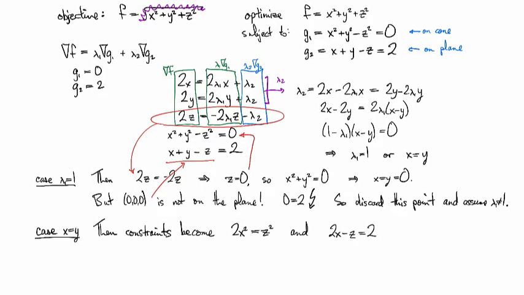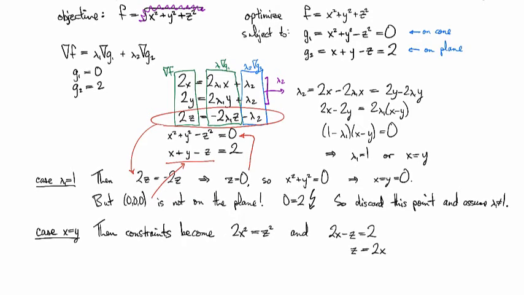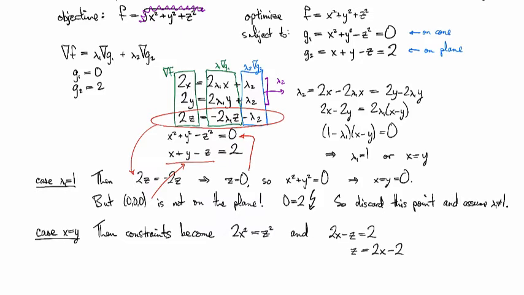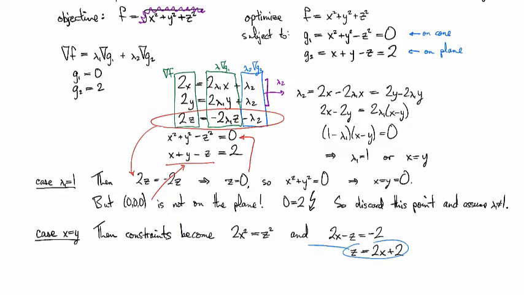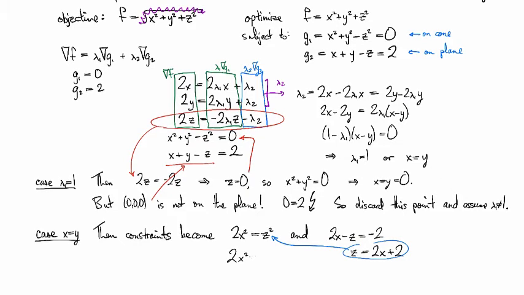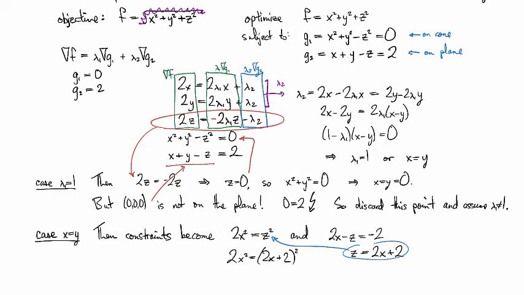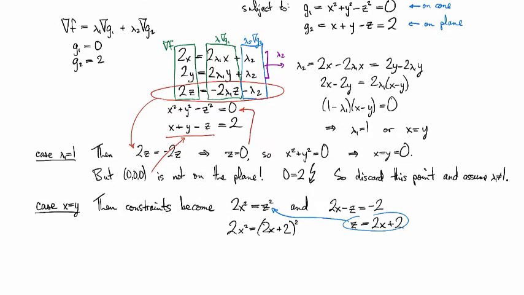So if I solve this second one for z, oh, my bad. Sorry, that was a negative 2, so that becomes a positive 2 there. Now I'm going to take this and pop it in for z in this expression over here. That gives me 2x squared is (2x plus 2) squared. Now I have a quadratic equation in x so I can solve. I just beat on it with the algebra stick for a while.